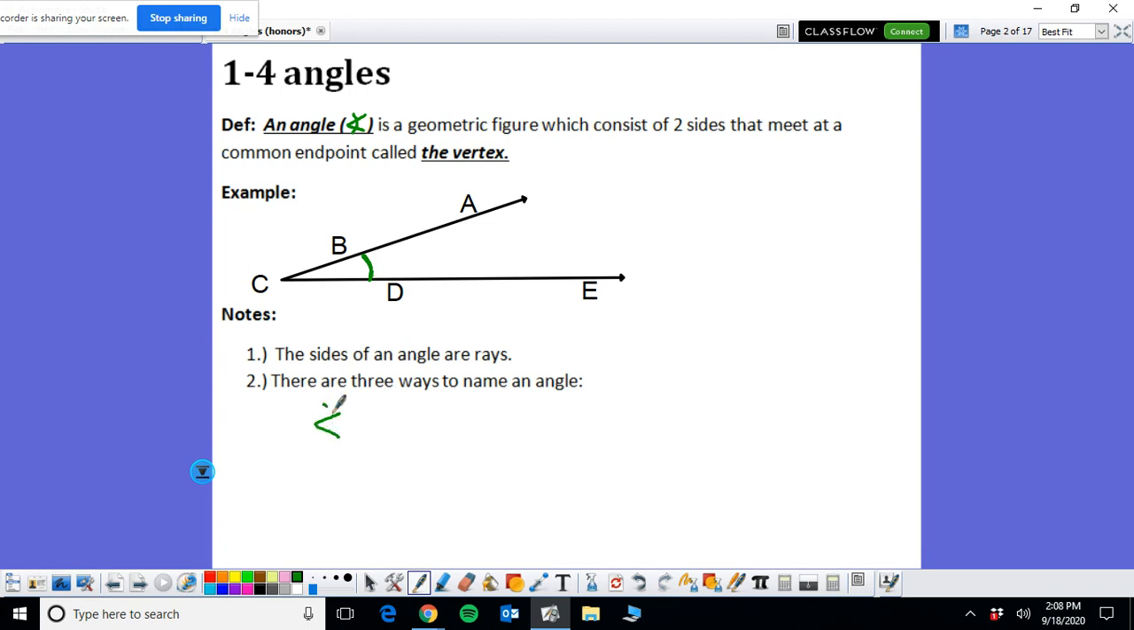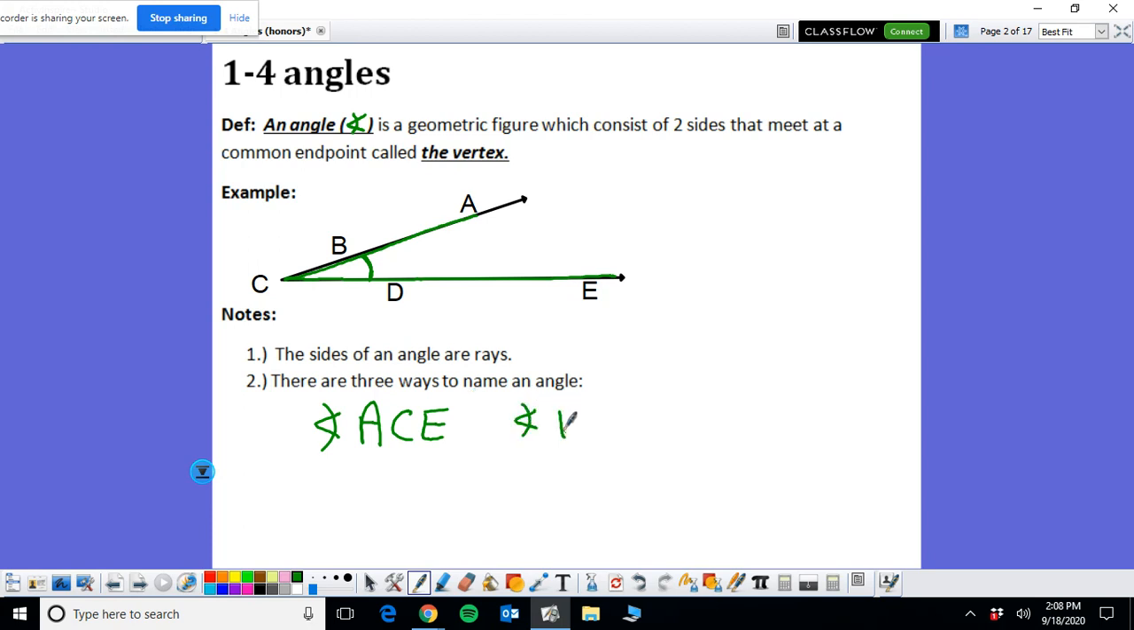Let's see. The first way I'm looking at, one of the easiest ways, is we'll say angle ACE. I'm going to draw on the figure, A, C, E, and it makes a roadmap and actually draws the angle. So if you're ever stuck with naming an angle, make sure you put your pencil to the paper and see if it draws the angle or not. So ACE is one way. There's many others. So let's get a few more.